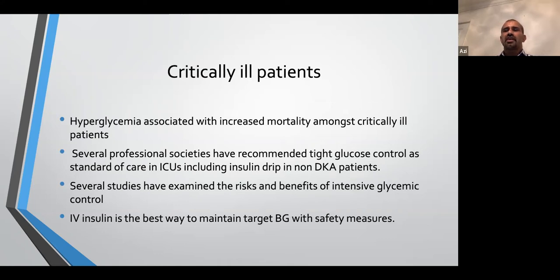If patients are critically ill, hyperglycemia is associated with increased mortality among critically ill patients, and several professional societies have therefore recommended tight blood glucose control. So patients with stroke or any significant acute illness requiring ICU admission, it is acceptable to have an insulin drip even in non-DKA patients.